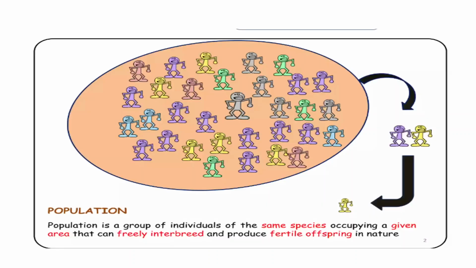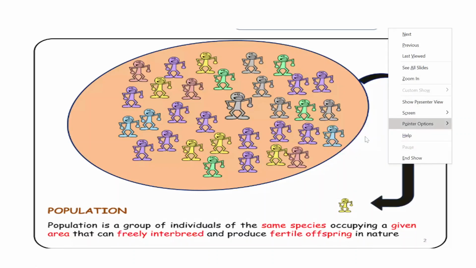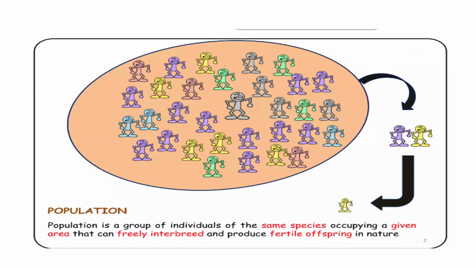So what is a population? Here you can see there are different types of individuals: one is yellow, one is violet, one is some reddish color, and one is a pale white color. Each individual denotes one kind of population, because whatever characteristic the yellow one has, the other colors do not have. That's why each individual represents a type of population.